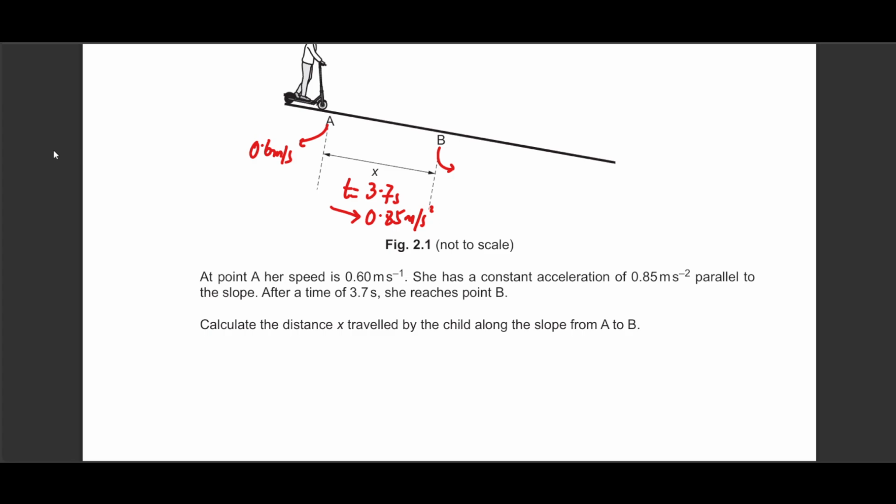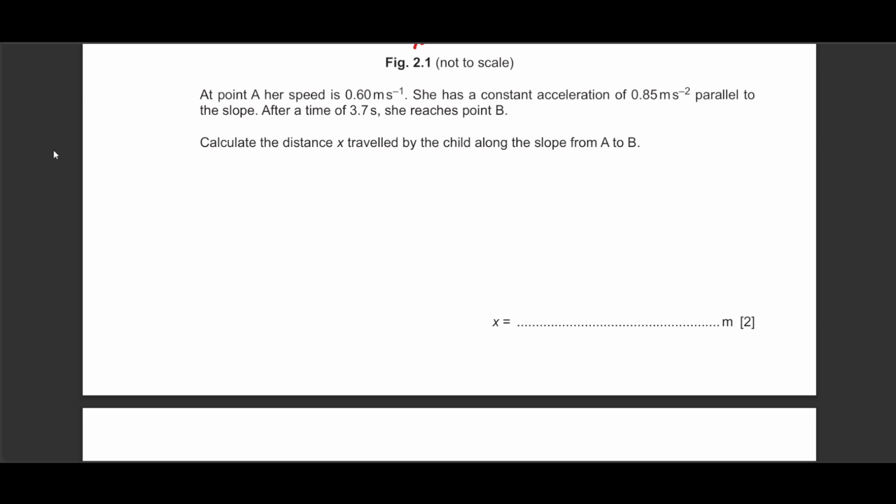Calculate the distance x traveled. There are going to be two ways to do that. There are many ways, but let's explore these. You can directly use s equals ut plus half at squared, when it's about displacement and time. The displacement is the x distance between A and B. Now ut would become 0.6, the initial velocity at point A, times the time of 3.7 seconds, plus half into acceleration.